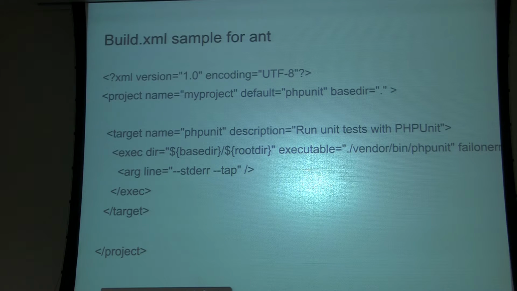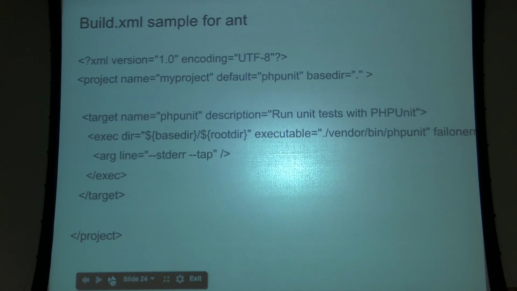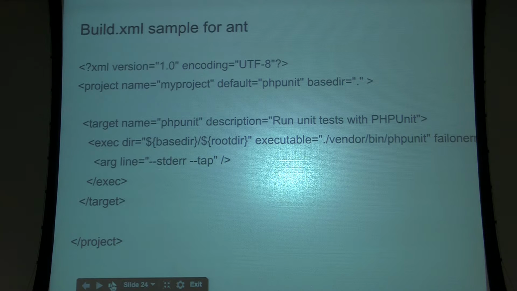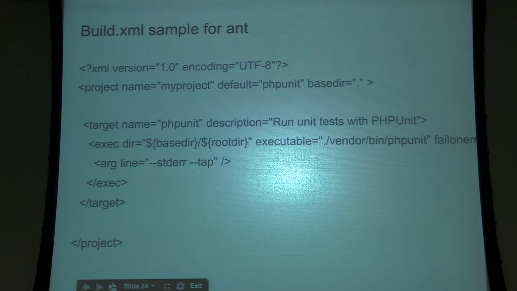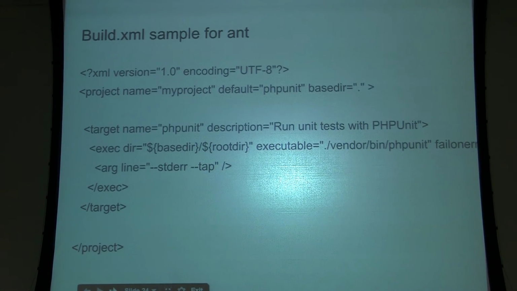So this is a sample of what the XML would look like. This just has one target. All it does is call PHPUnit, but this would be typical of the kind of stuff you would do, or I would do. Prior to calling this, I would of course have a Composer step that jumps out, calls Composer, installs PHPUnit from the composer.json, and then when we get to here, it will call PHPUnit, and then we're passing a couple of command line arguments.